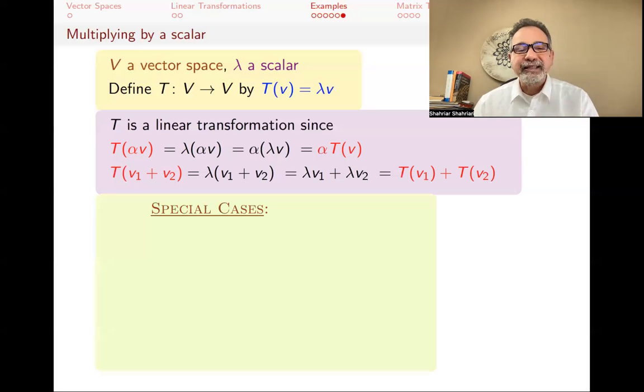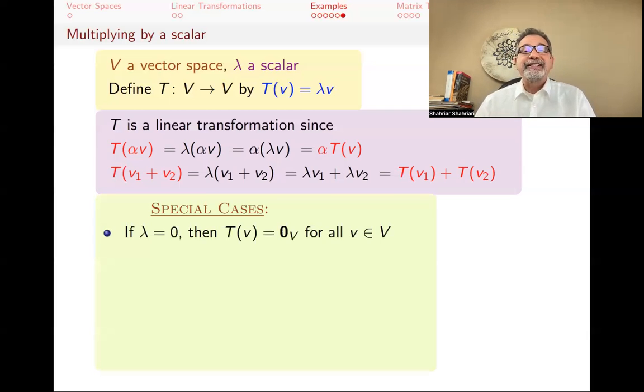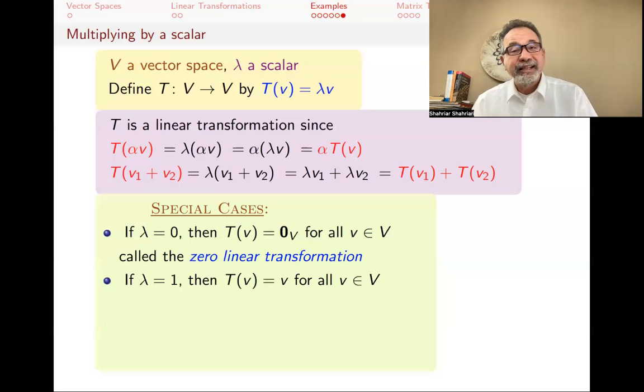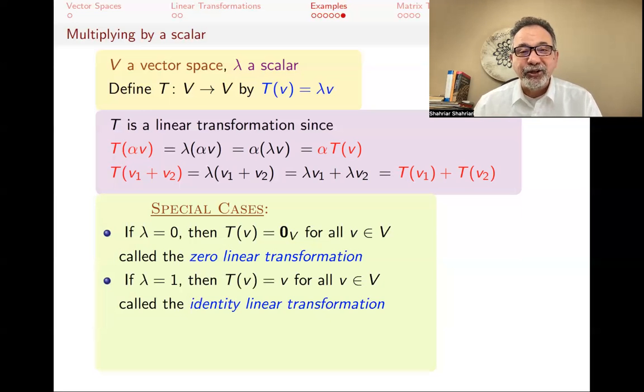Now, special cases of this sometimes are given different names. For example, if lambda is 0, then T of v will be 0 for everything. This is not a very exciting linear transformation, but it ends up being an important one. It's the linear transformation that takes everything and funnels it to 0. And not surprisingly, this is called the zero linear transformation. If lambda is 1, still not very interesting. It sends every vector to itself, and this is called the identity linear transformation.